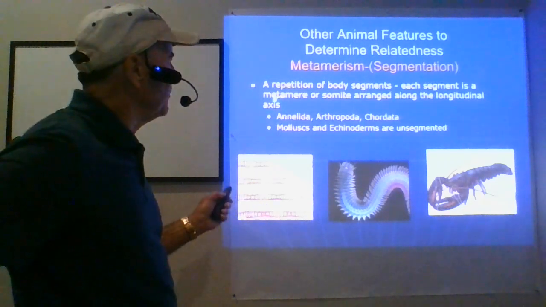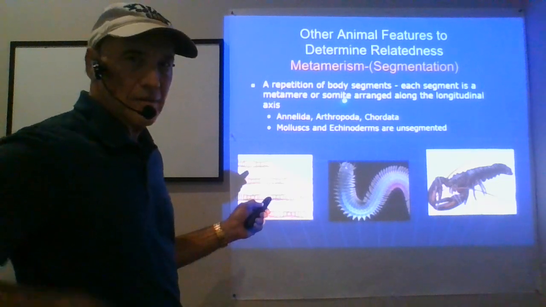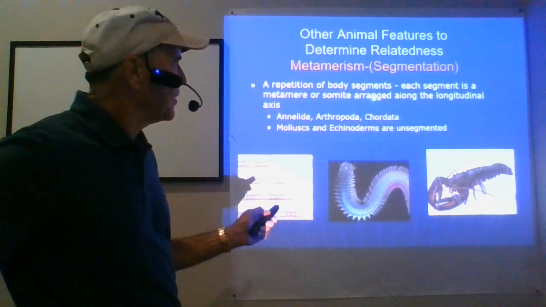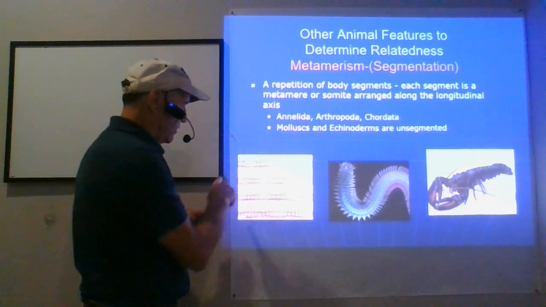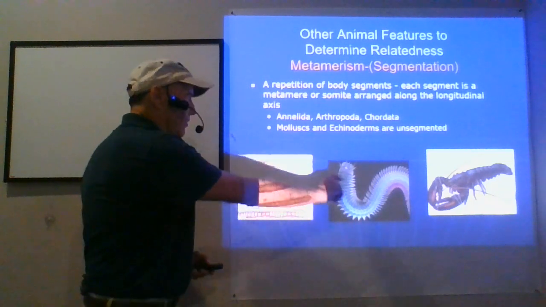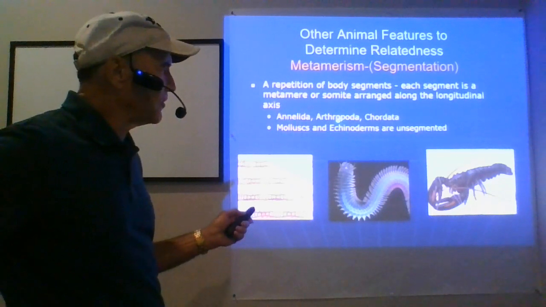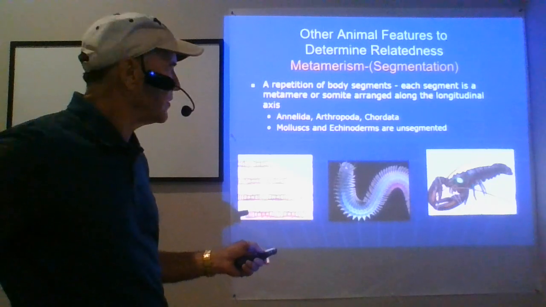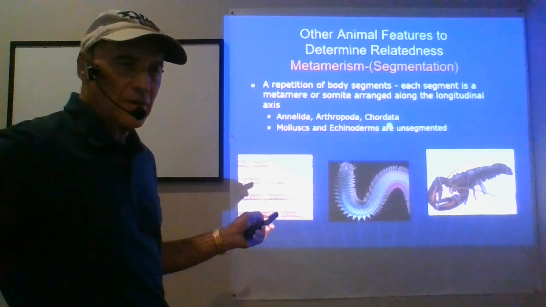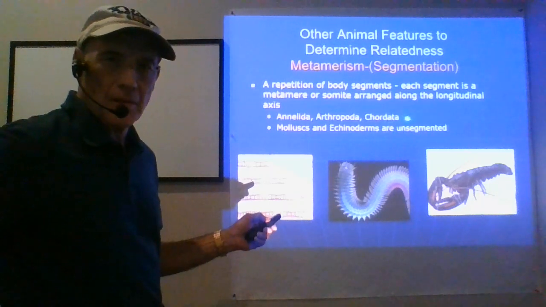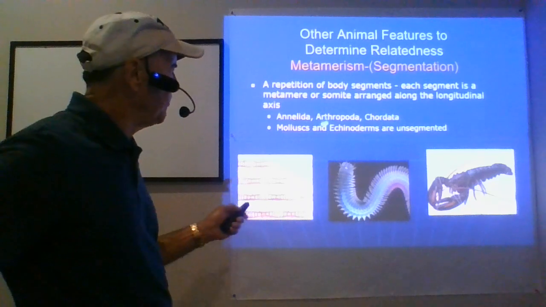Each segment is termed a metamere or a somite. Always more than one term for the same thing. Arranged along the longitudinal axis. They're arranged along that. Annelids, that's the earthworms. Arthropods, that's the lobsters and insects. Chordata, that's the fish, amphibian, reptile, bird, mammal, primate. It's the chordates.